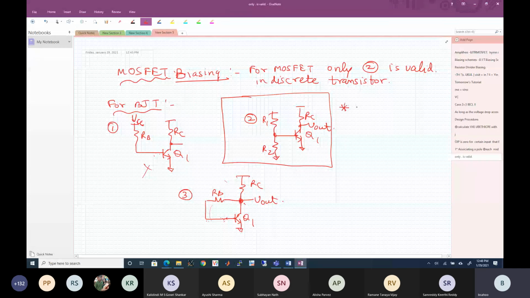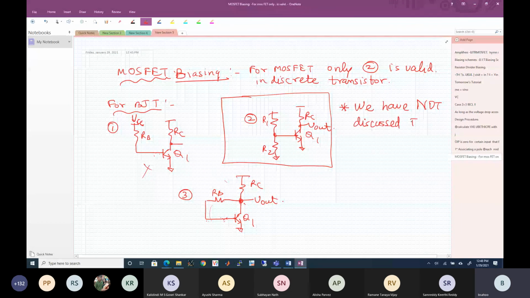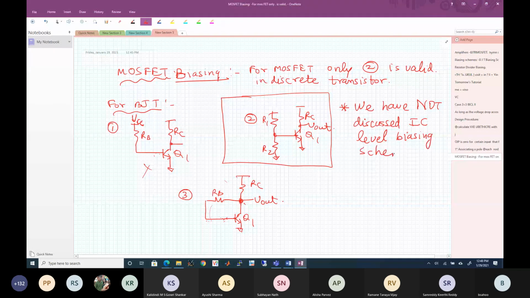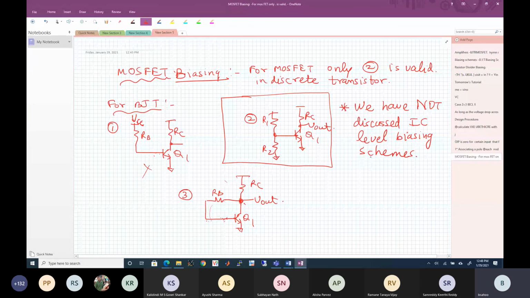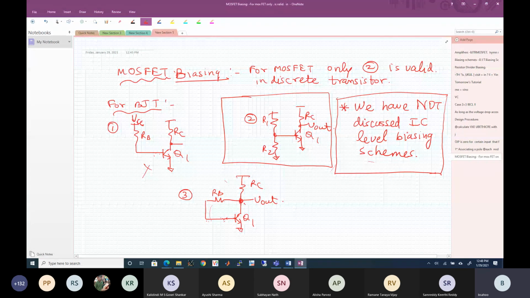We have not discussed IC level, integrated circuit level biasing schemes. As this is not part of the course, these are totally different, and I don't think I can cover it in this course and finish the syllabus. So these will be covered in your fourth year. There is a course on analog IC design where it will be covered how different biasing is done at IC level. Okay, so this wraps up both the MOSFET and the BJT biasing.